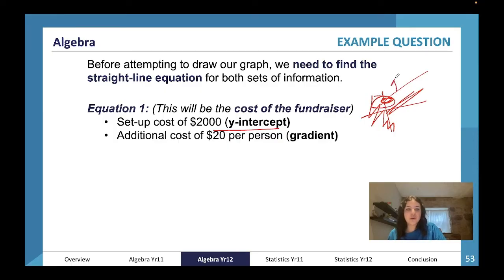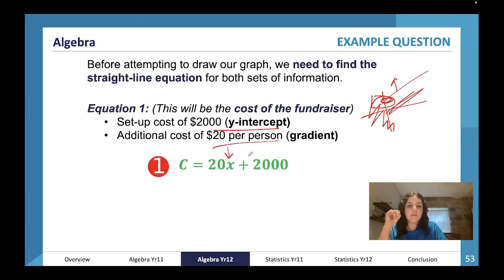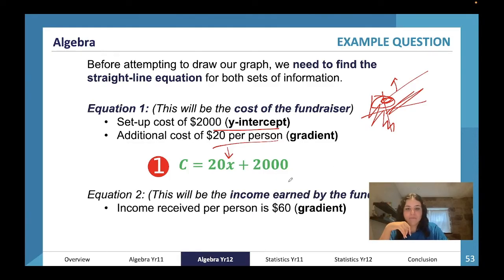Then there's the additional cost of $20 per person. That's our gradient. So our first equation is going to be cost equals 20 times the number of people who come, which is x, plus 2,000. 20 is our gradient, x is representing the number of people who come, and $2,000 is our y-intercept, our fixed cost.